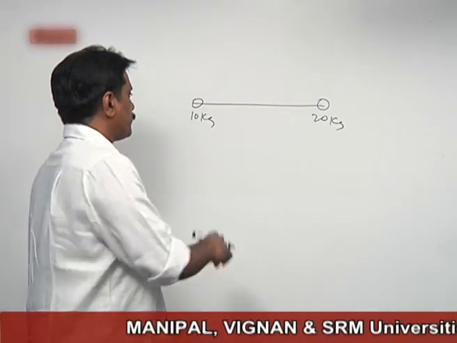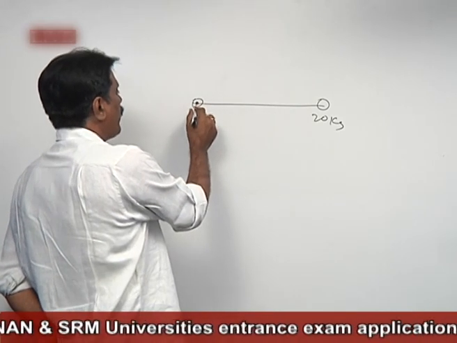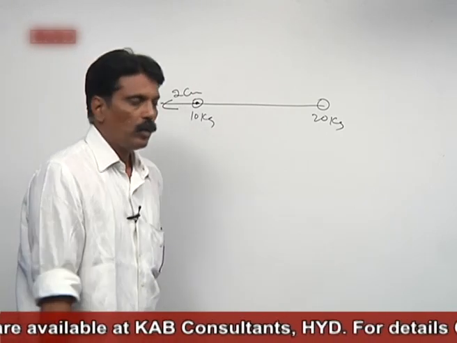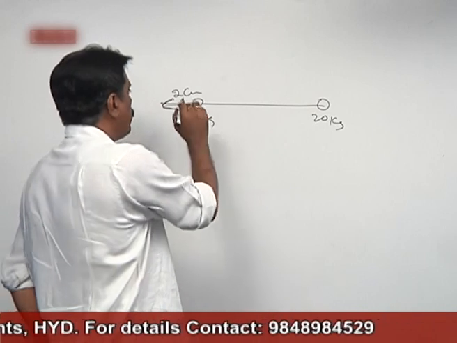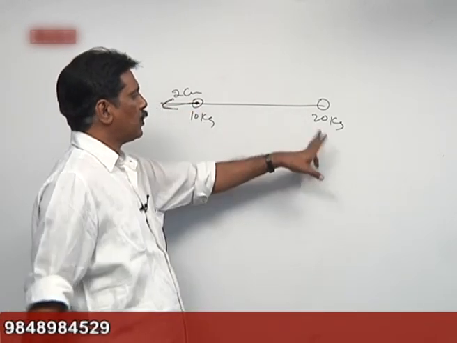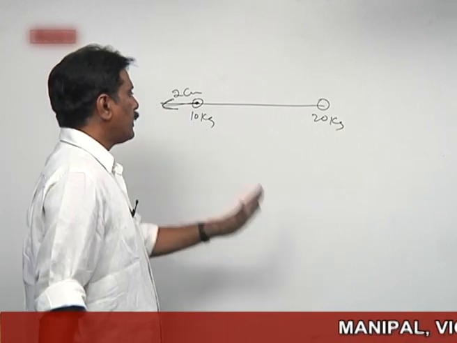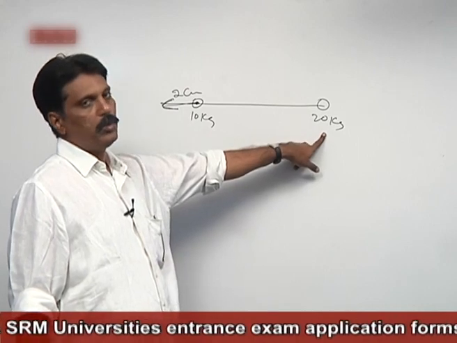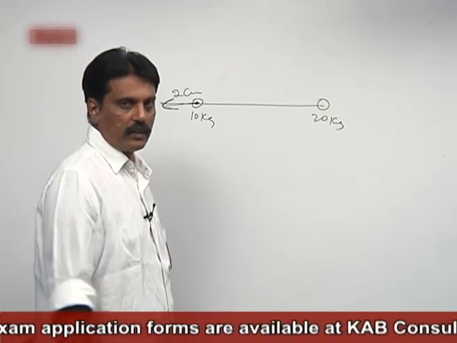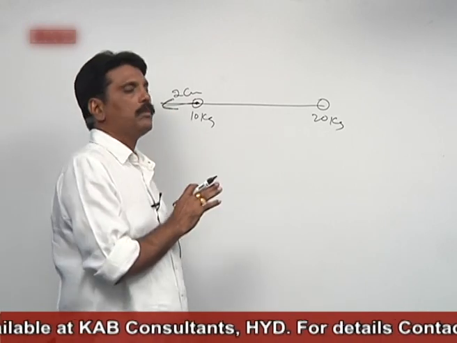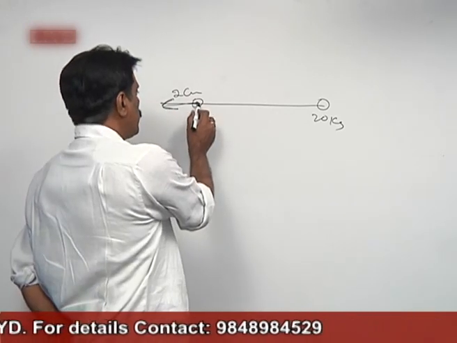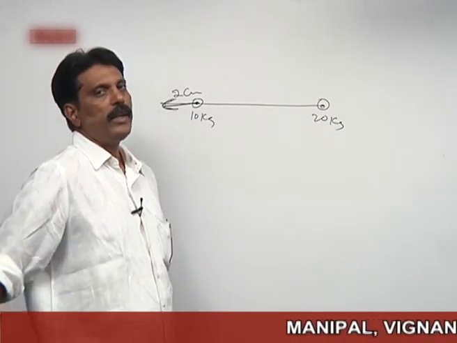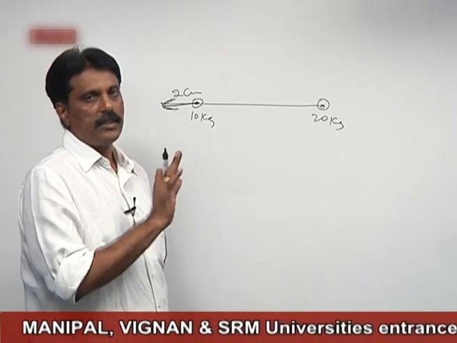Now, if the 10 kg body is moved away by 2 centimeters, by how much distance should the 20 kg body be moved so that the center of mass will be at rest? That means the center of mass should not be disturbed. Even though this is moving 2 centimeters, you should move this in such a way that the center of mass should be at rest only. It should not be changed.